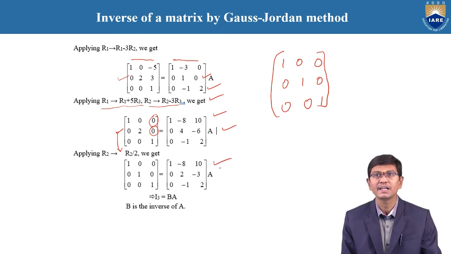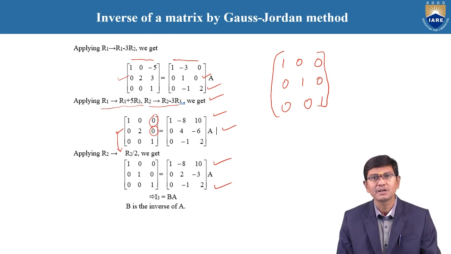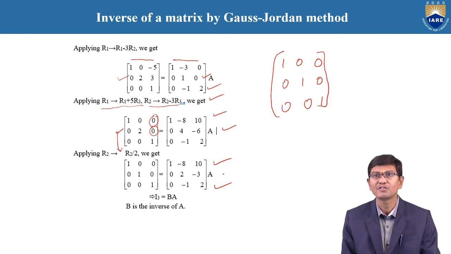Therefore, 1 0 is the same, and the R3 row is also the same, that is 0 minus 1 2, but we divided only R2 by 2. Therefore, the right side 0 4 minus 6 is reduced, that is 0 2 minus 3. So when we observe this final matrix, it is clearly the LHS matrix satisfied, that is I3, according to the Gauss-Jordan method.